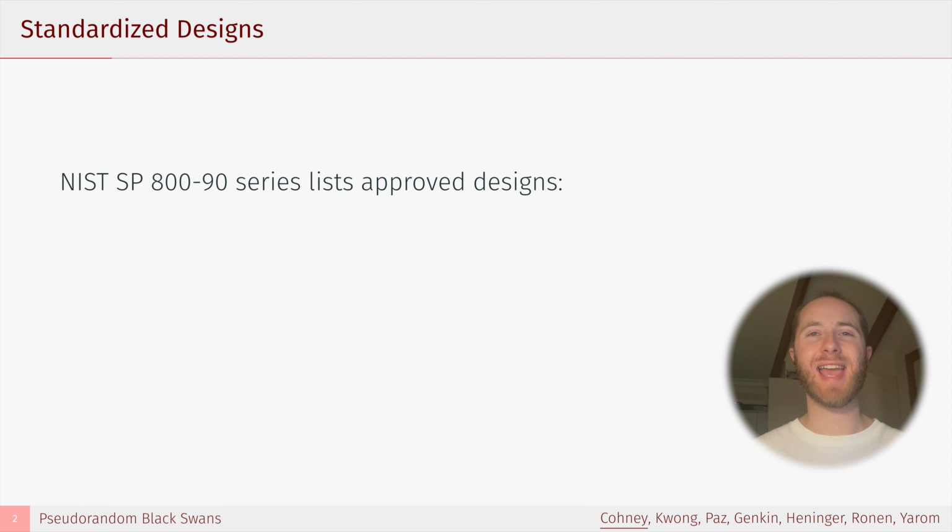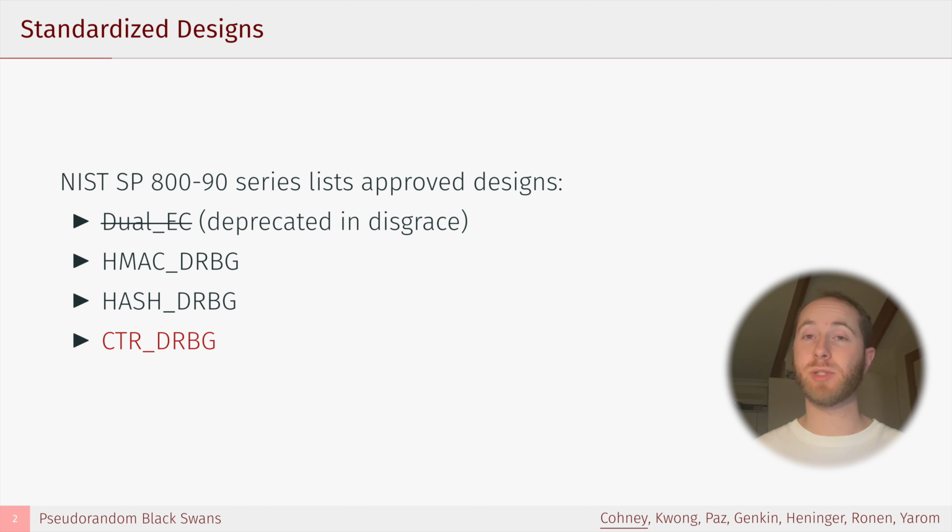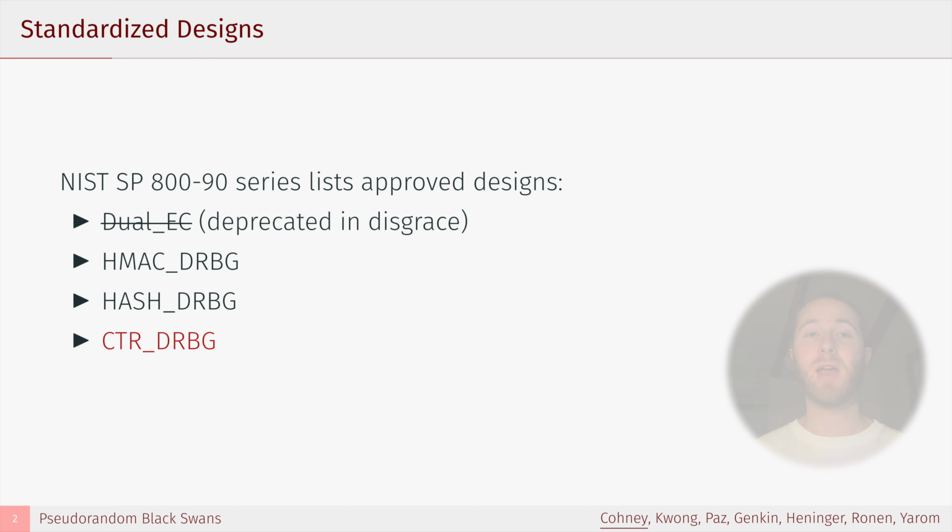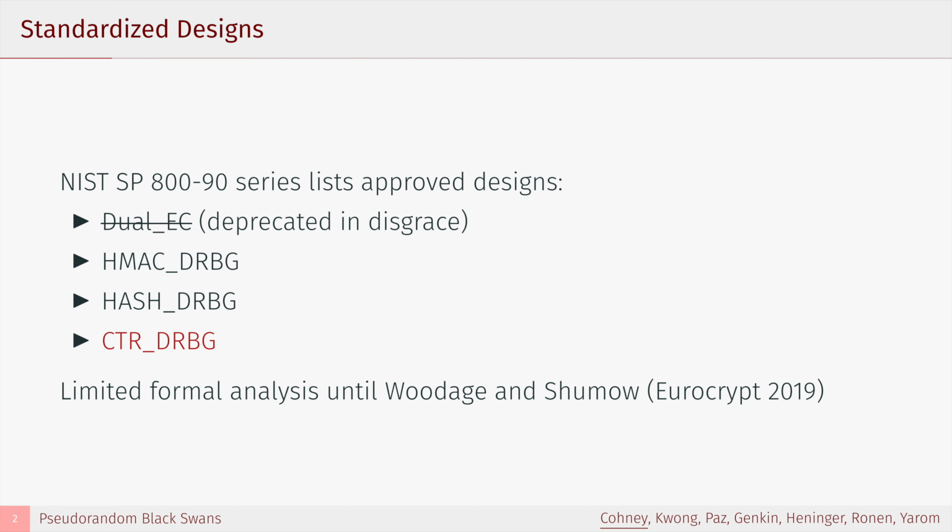Many of these designs are standardized in a set of publications under the SP 800-90 moniker. These publications list designs approved by NIST, the US National Institute of Standards and Technology. Among them are dual EC, which was deprecated following NIST's internal investigation, HMAC DRBG, hash DRBG, and the focus of today's talk, counter DRBG. Up until recently, there was limited formal analysis of these designs, with the concurrent work of Woodage and Shumow presented last year providing some much-needed analysis to fill the gap.